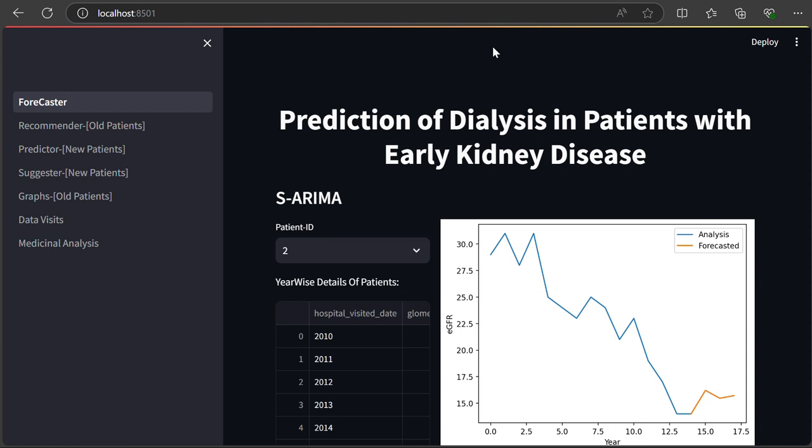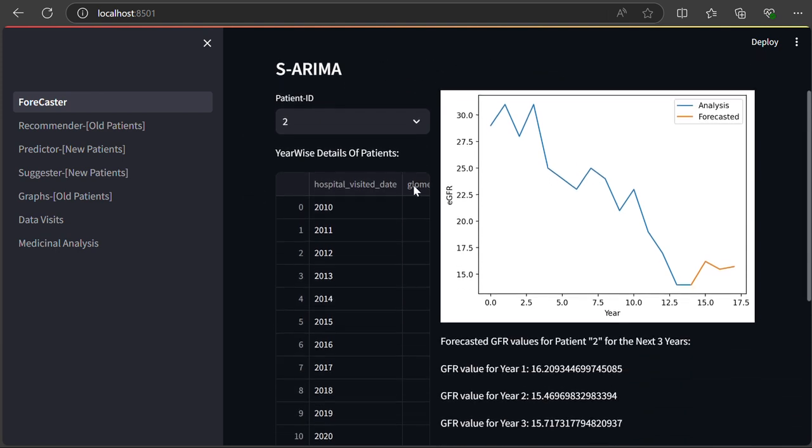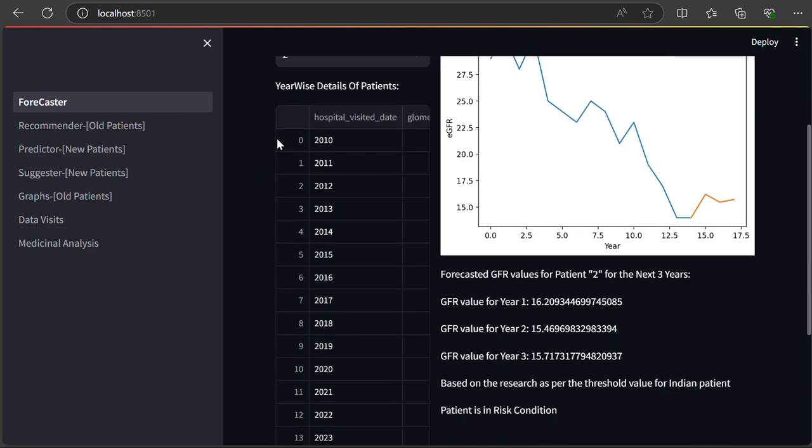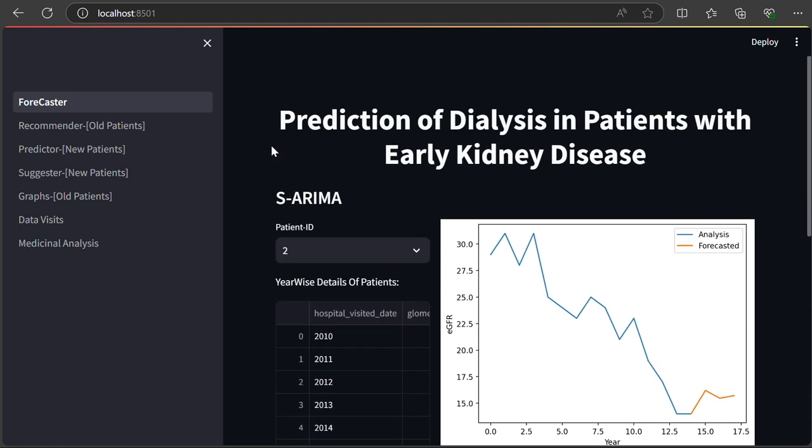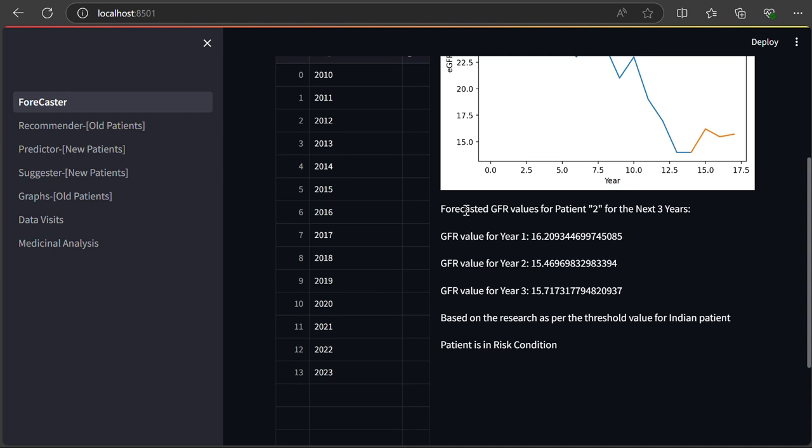So what we have on the screen is patient ID 2. We also have his historical data from 2010 to 2023 and a graphical representation, where the blue line represents the currently existing GFR values of this particular patient in the database and the orange line represents the forecasted values for the next 3 years. Based on these forecasted values, severity can also be classified, and this particular patient is currently under a high risk condition, which brings us to the next module called recommender.